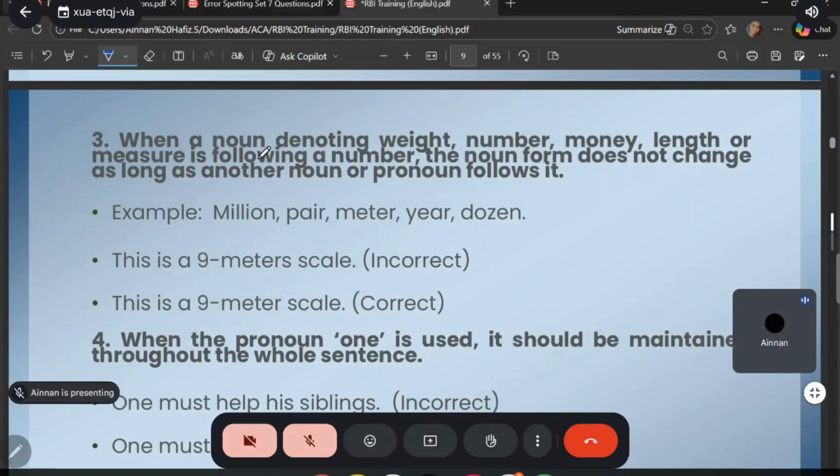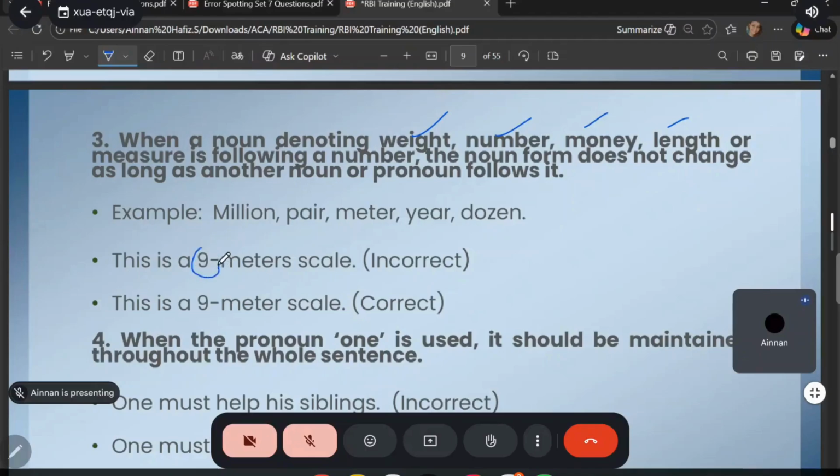When we find a noun which denotes either weight, number, money, length, or measure, the noun form does not change as long as another noun or pronoun follows it. Now, what do I mean by this? This is a 9 meters scale. This is a 9-meter scale.